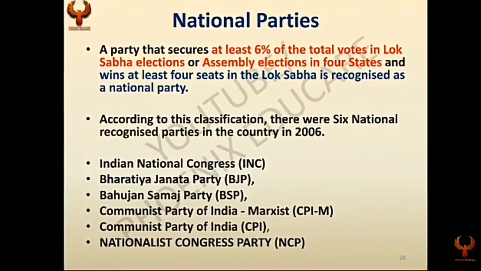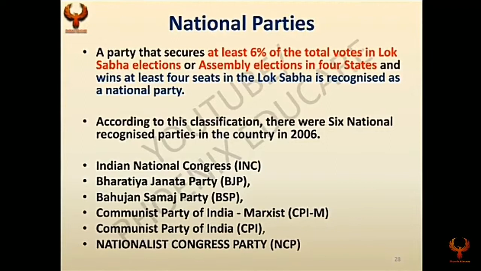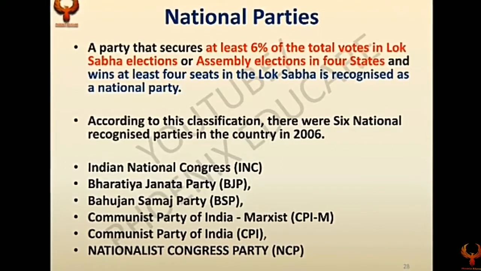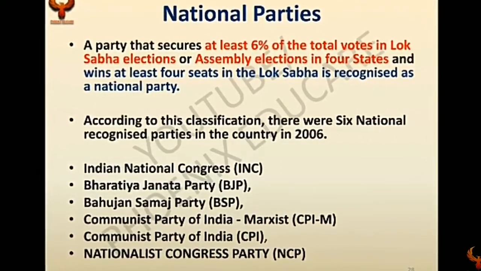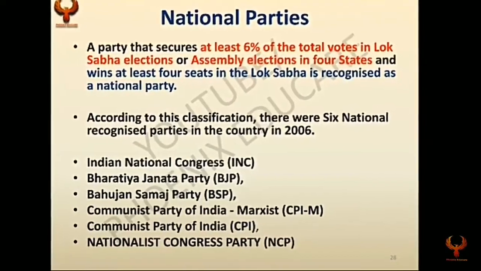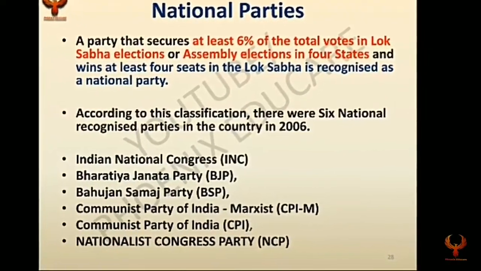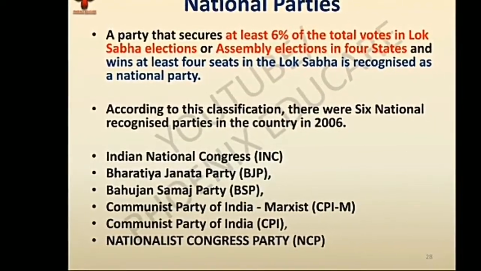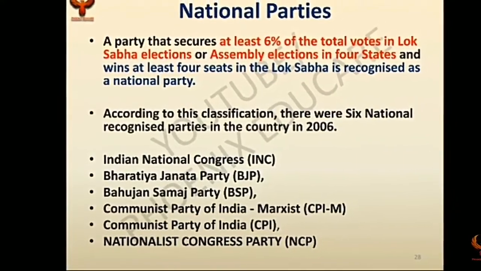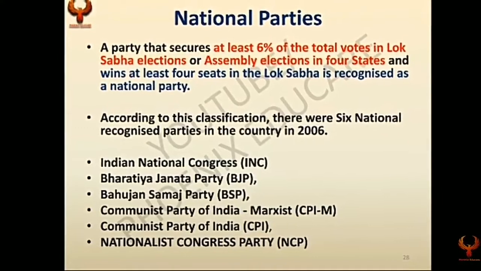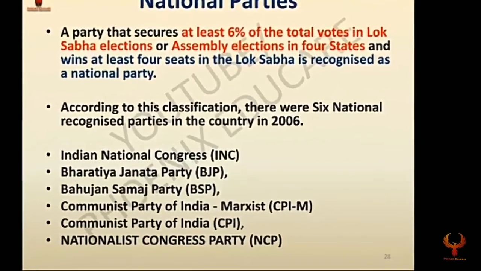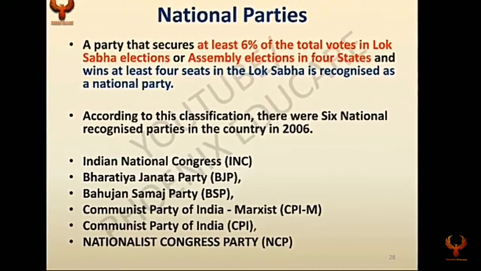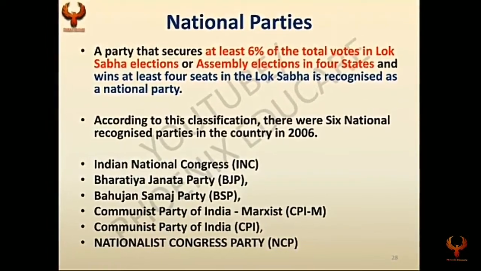Let's see the criteria that is required in order to be recognized as a national party. Any party that secures at least 6% of the total votes in the Lok Sabha elections or assembly elections in 4 states and wins at least 4 seats in the Lok Sabha is recognized as a national party. I hope it is clear. Once again, I draw your attention to the names of the national parties: INC, BJP, BSP, CPIM, CPI and NCP. You must go through the first point that is mentioned thoroughly, only then you will be able to differentiate national party and state party.